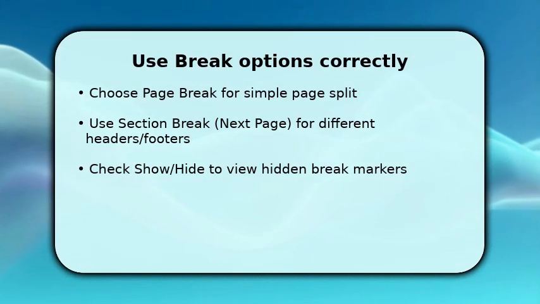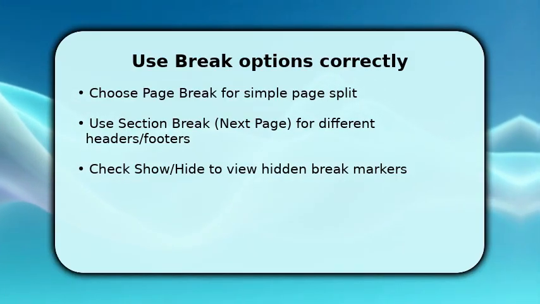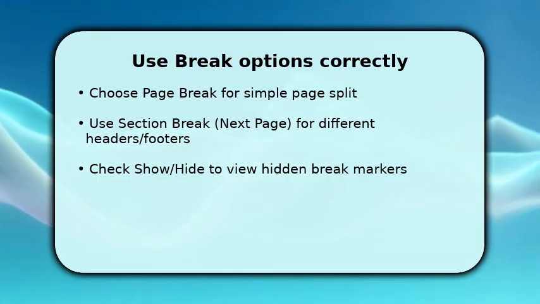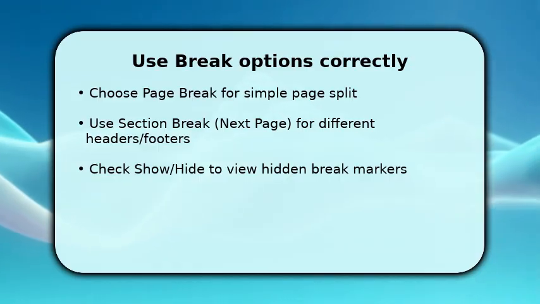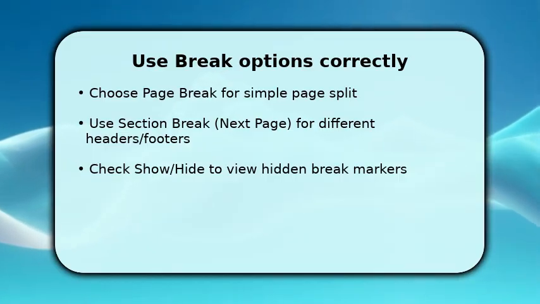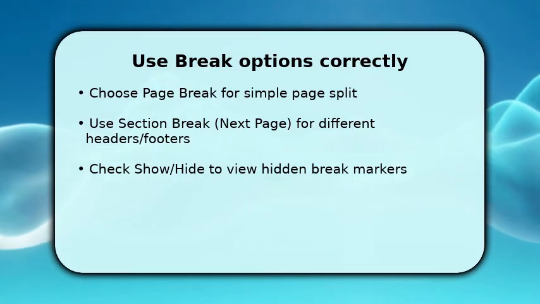Now you refine the break type so Word behaves as you expect. If you only need a simple split, pick Page Break. It's fast and consistent. If you need different headers, footers, or margins on the next page, choose Section Break Next Page. That creates a new formatting region. Once done, toggle Show/Hide to reveal non-printing characters so you can confirm the break marker is present.